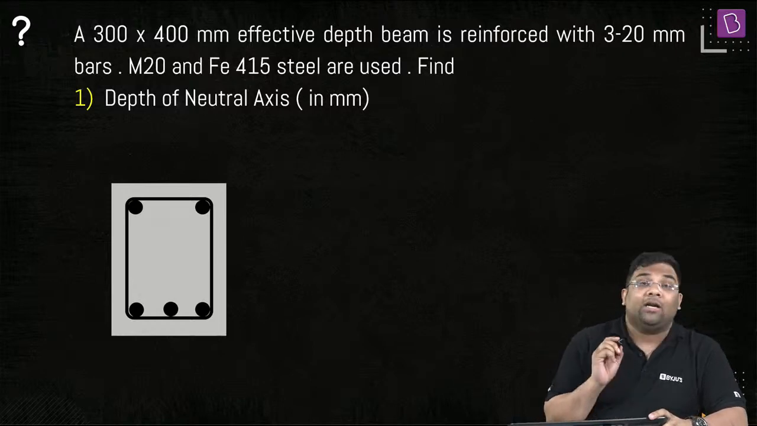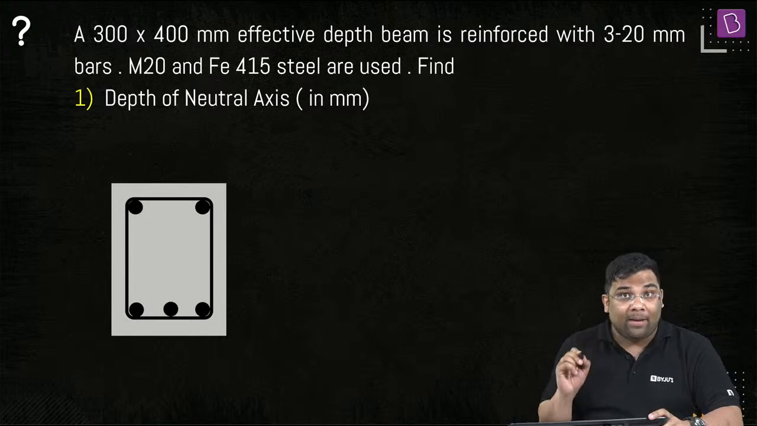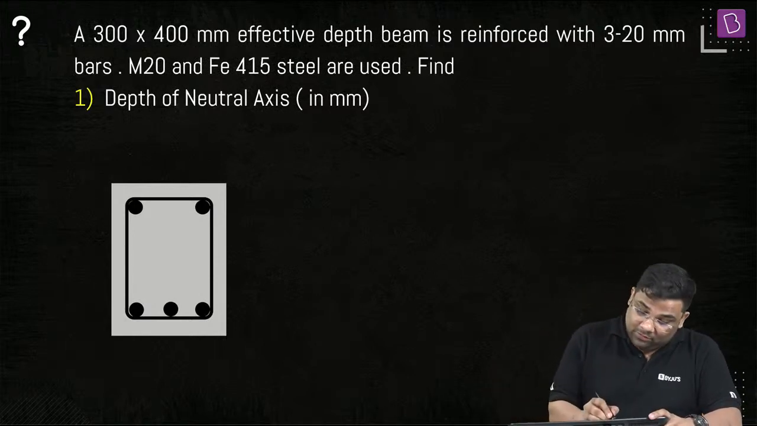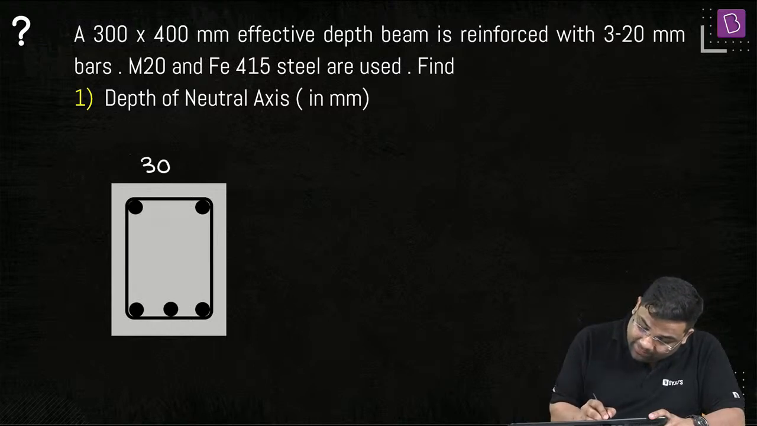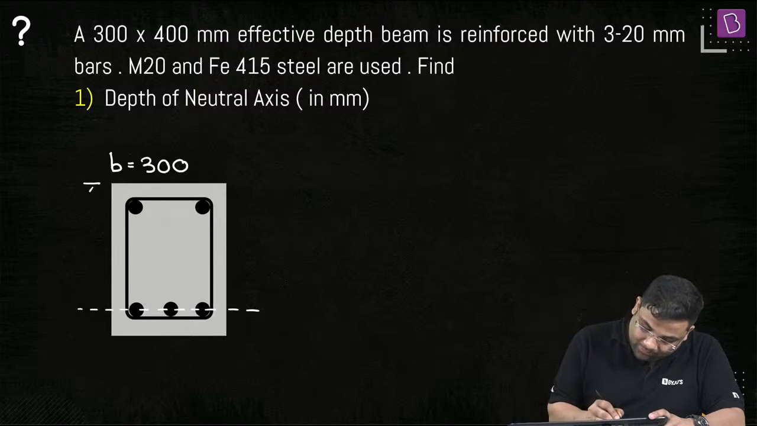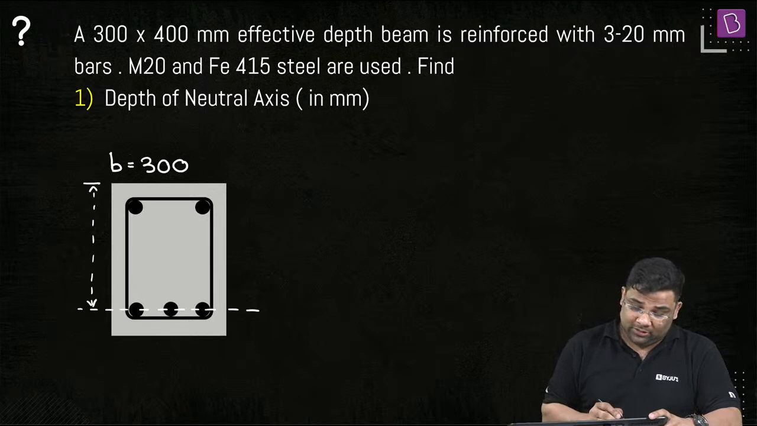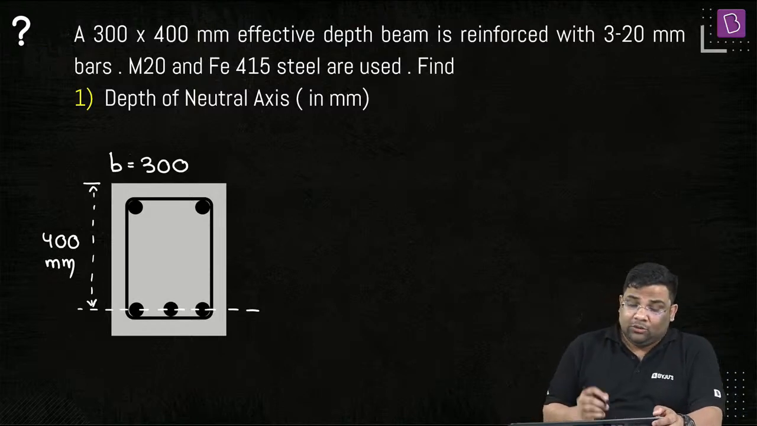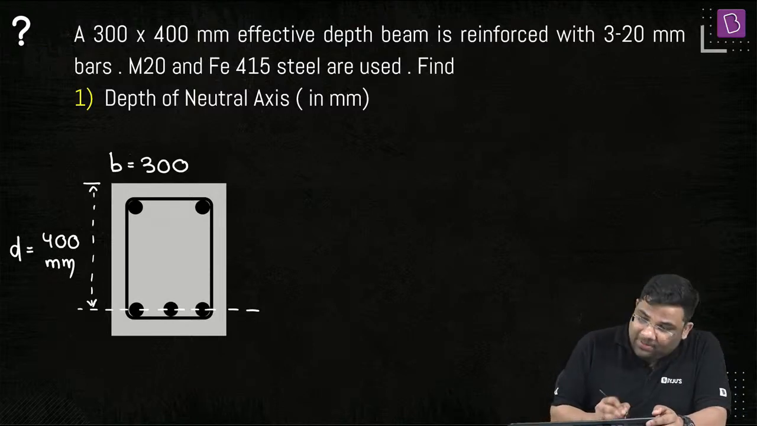You see what is given? Our 300 into 400 mm, effective depth. That means they have directly given the effective depth. So this B is given as 300 mm. Very good. Then effective depth means what? From top to the center of the tension steel. This is your 400 mm. So B is given and effective depth is given.